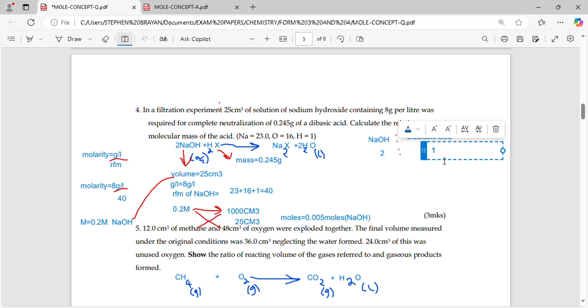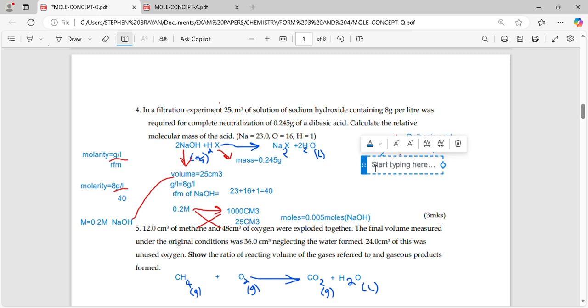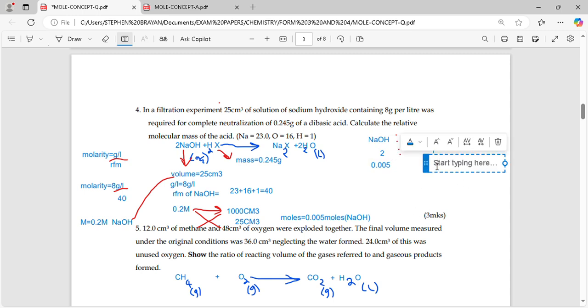Now once you solve that, because the moles of sodium hydroxide we already have is 0.005 moles, for us to get the moles of the dibasic acid, we simply divide by 2. So the moles of the dibasic acid is going to be equal to 0.0025 moles. Because we have the moles of the dibasic acid and we have the mass of the dibasic acid, these moles are equivalent to this mass.